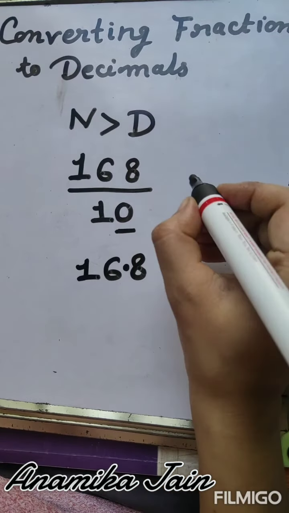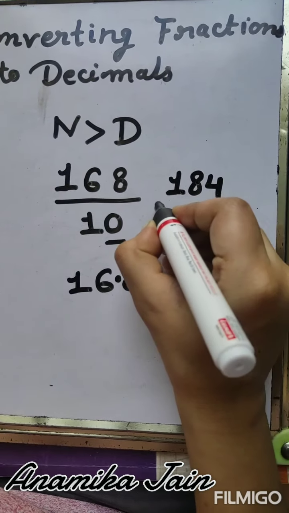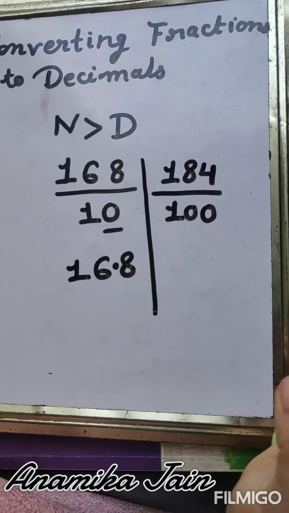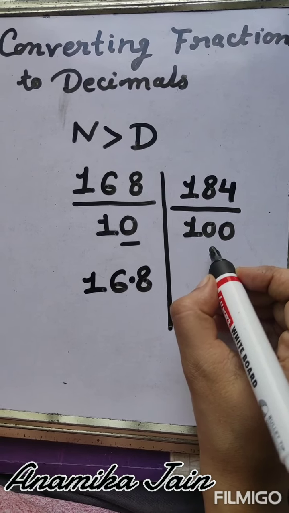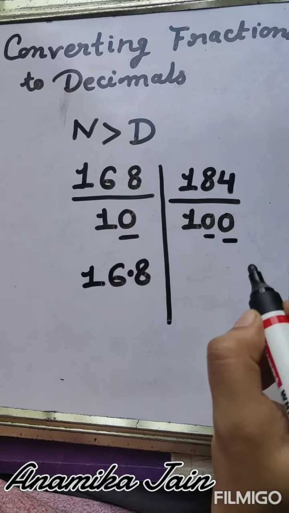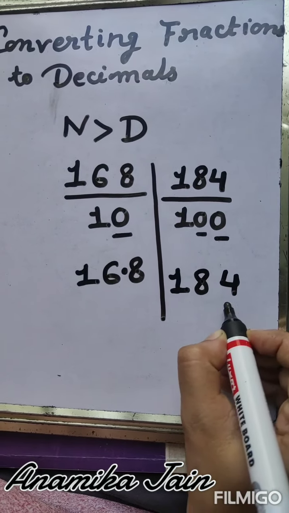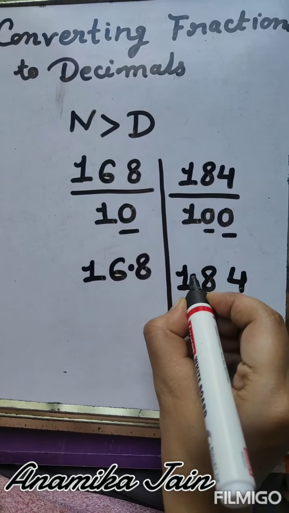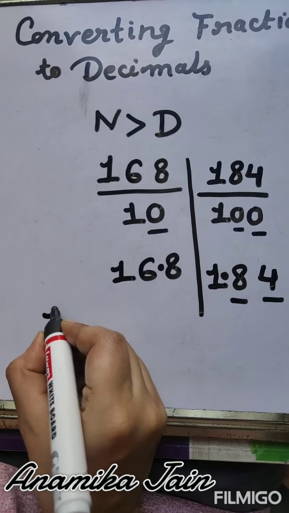Now if we talk about 184 by 100, the numerator is also greater than the denominator. So we will see how many zeros are there in the denominator. There are 2 zeros in the denominator. So we will count 2 places, or 2 digits, from the right hand side, and then we will put a decimal point before those 2 digits.